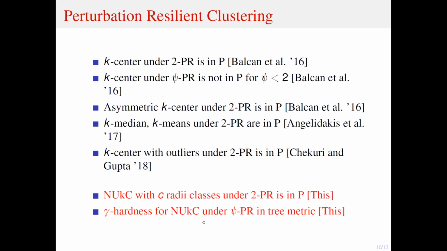And for NUKC, the general version of NUKC, we showed that the perturbation resilience doesn't help, in the sense that for any gamma and psi, the problem under psi perturbation resilience is hard to approximate within a factor of gamma. And this result is kind of surprising, because this shows that NUKC is one of a kind of the problems for which the complexity remains the same even under perturbation resilience.